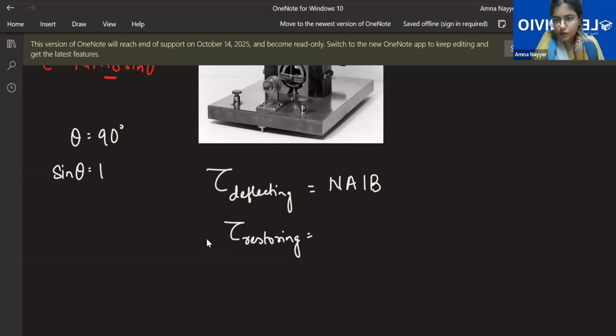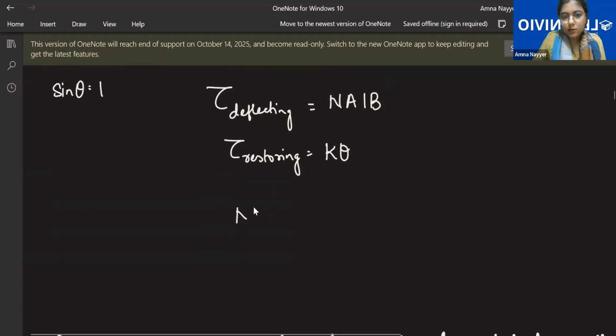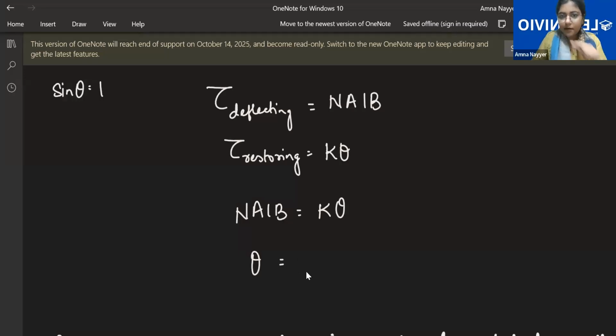Similar is for force also. If you shift something from its mean position, then the body will be brought back to its mean position, like the spring. When you drop a spring with a block, it comes back. So this was there in SHM. Now the restoring torque's formula is K theta from your SHM. Both of these are equal, both of them are giving you the torque, so NAIB is equal to K theta. Basically, theta will be the deflection that is coming. It is equal to NAIB divided by K.